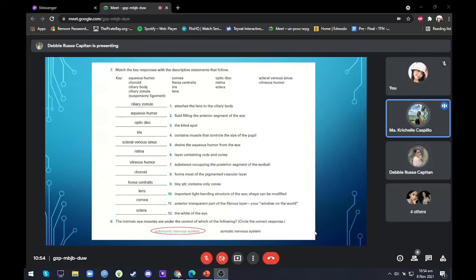Number 8. The intrinsic eye muscles are under the control of which of the following? Our answer is the autonomic nervous system.